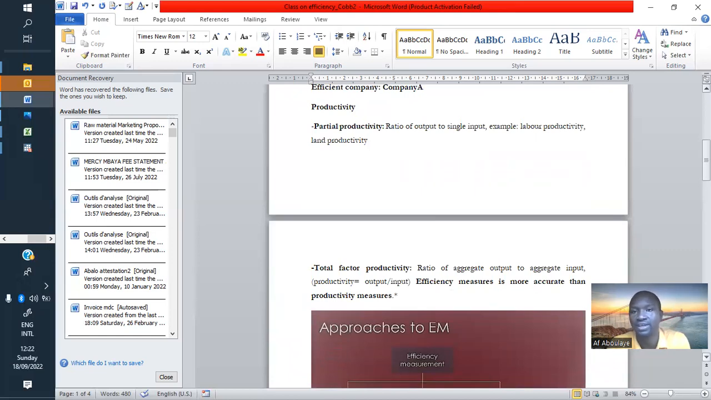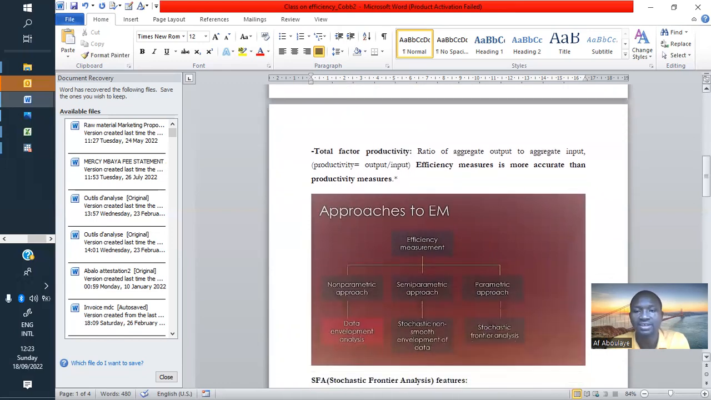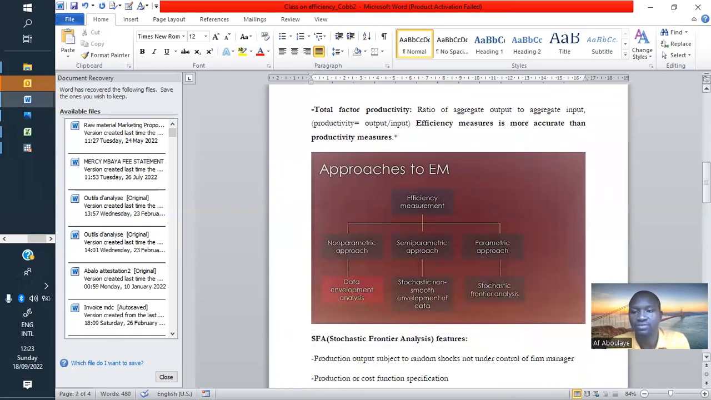Okay, talking about productivity, you have partial productivity, when we are just using the ratio of output to a single input, like labor productivity and land productivity, when we want to see the productivity of only one single input used. The total factor productivity is where we are aggregating everything, output and input, and we see the ratio. Now to measure efficiency, rather technical efficiency, allocative efficiency, whatever, we have 3 approaches.